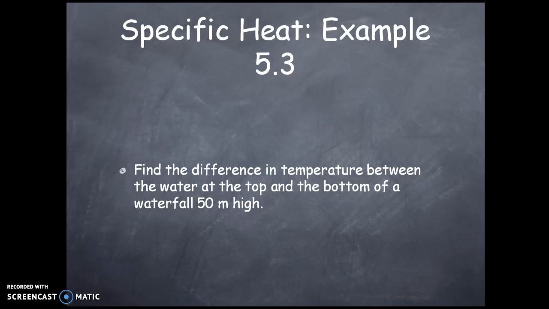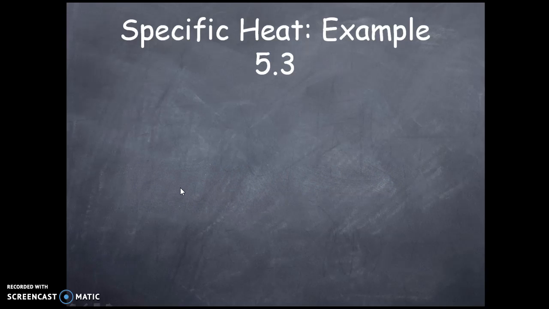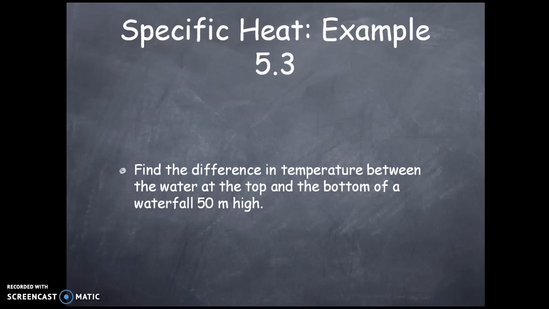Find the difference in temperature between the water at the top and bottom of the waterfall. So they want us to find out the difference in temperature, which is delta T. All they gave us is that the water is at a height of 50 meters. So in this, we know that the material under consideration is water. So we know that it is the water which is falling.